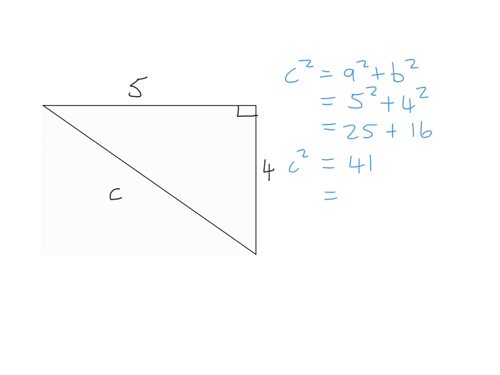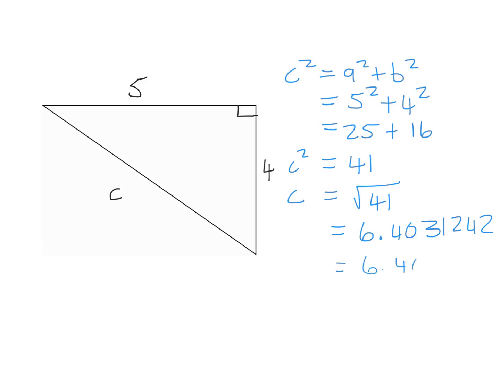Now we need to find what c is, so we go the square root of 41, and on our calculator we find that that is equal to 6.4031242, and so it goes on. However, we don't need all of those numbers, so we're going to round it to 2 decimal places. So the answer here is going to equal 6.40. So the length of side C happens to be 6.40 units. Hope you got that right, and pretty much that's the end of working out the hypotenuse.